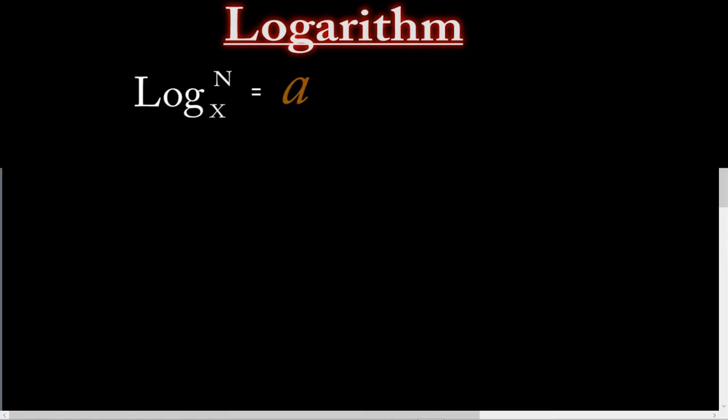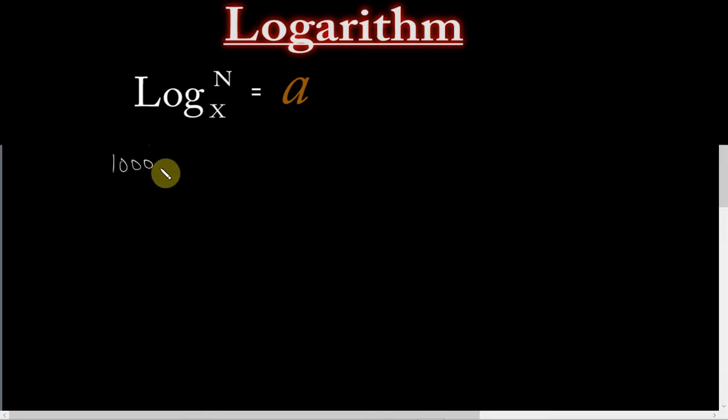Let's say the logarithm of a number n to a base x is equal to the value to which that base will be raised to give that number n. What do I mean here? Let's use an example to explain this.